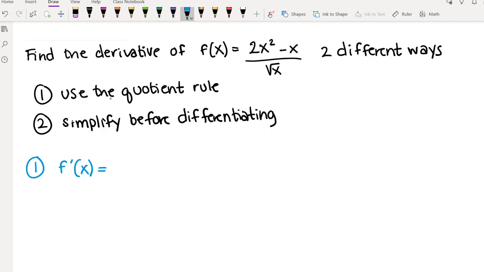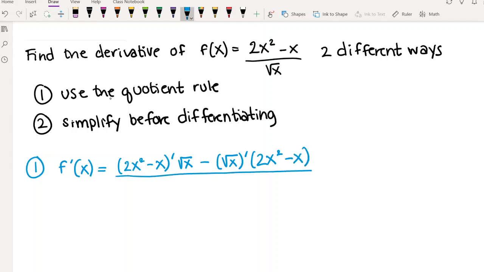Okay, so if we are using the quotient rule, we want to start by taking the derivative of the top. So I'm going to use my derivative notation here. We're going to take the derivative of that, and we're going to multiply it with the square root of x. And then we're going to subtract from that the derivative of the square root of x times the numerator, so 2x squared minus x. And we're going to divide all of that by the square root of x squared.